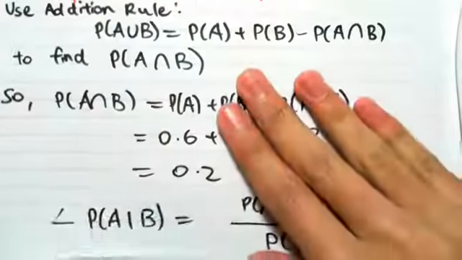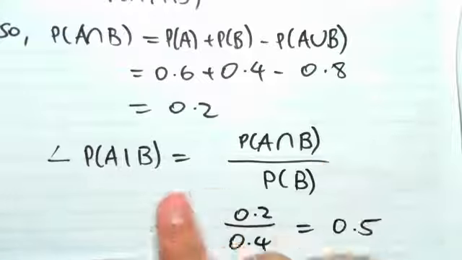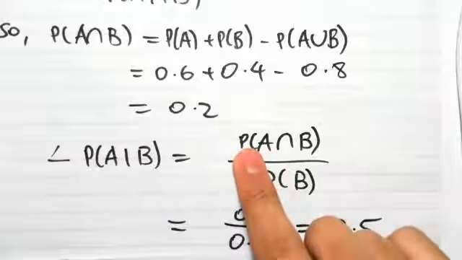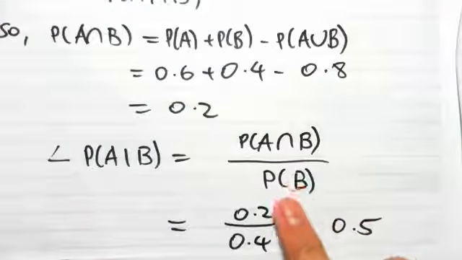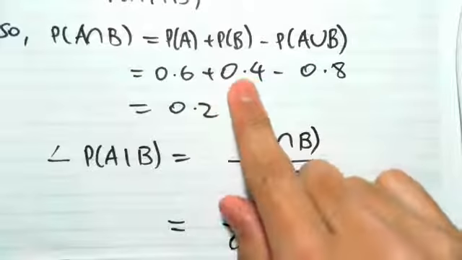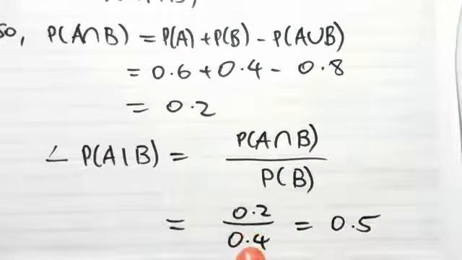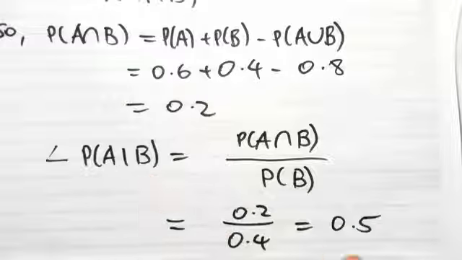And so now using our conditional probability formula, the probability of A, assuming that B has already occurred, is equal to the probability of A intersection B, which is what we have here, over the probability of B, which is what we have in the question, 0.4. So that's equal to 0.2 over 0.4, and that's equal to 0.5, and that's half. So what that means is that the probability of A occurring, given that B has already occurred, is half.